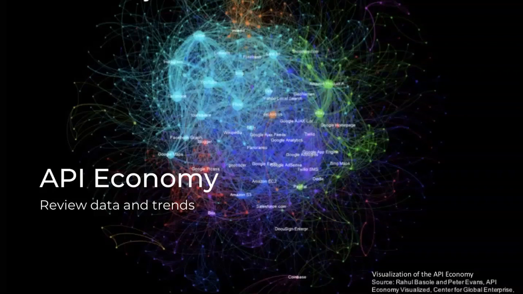So let's start with the API economy. This is a visualization built up around the API economy, and there are some very large providers like Google and Microsoft and Facebook and LinkedIn, and a variety of companies, and even Amazon, who really drive a lot of this interconnected world that we live in with APIs, but it's really around data. And so let's look at some of the data that we've learned about the API economy.